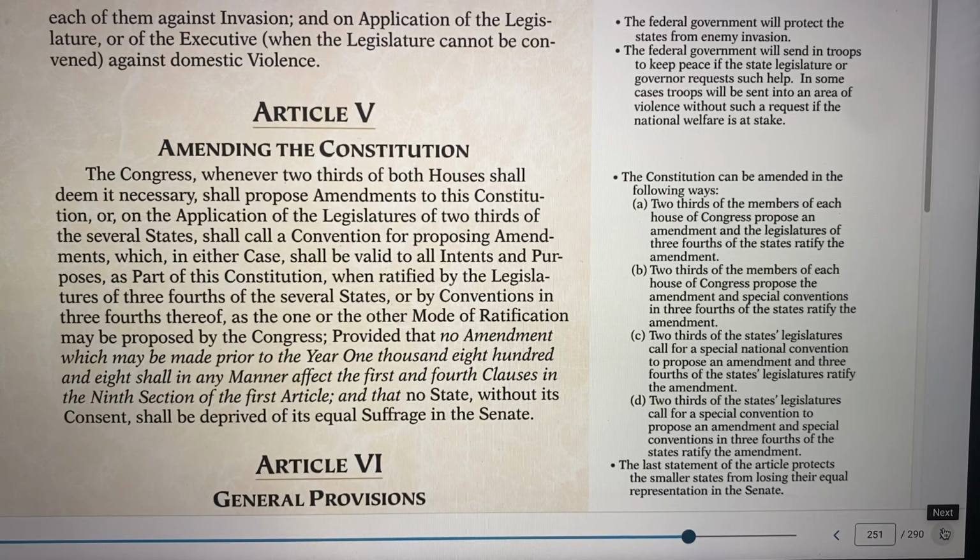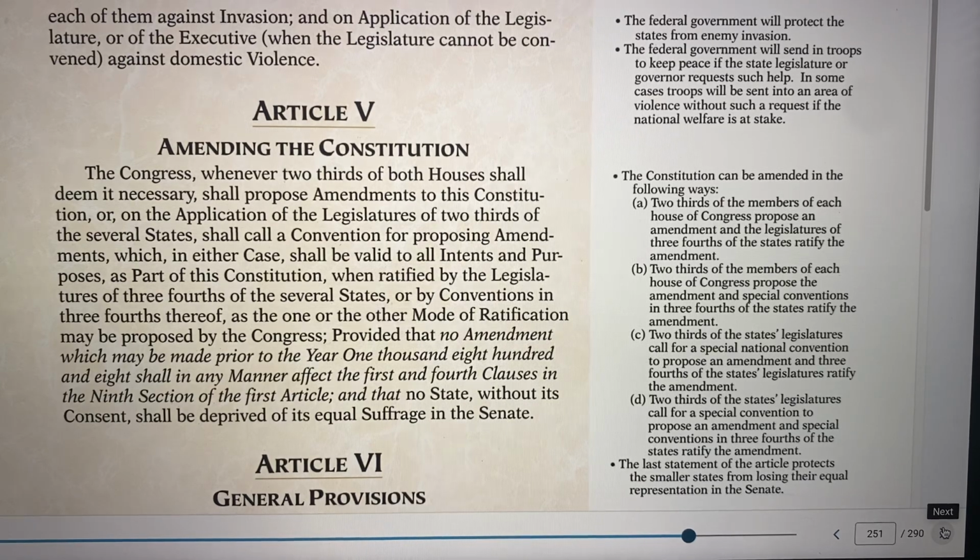So the federal government will protect the states from enemy invasion. That means the states are protected by our federal government. Our federal government, national government, has to protect each state. The federal government will send troops to keep peace if the state legislature or governor requests such help. In some cases, troops will be sent into an area of violence without such a request, as in when national welfare is at stake. So the federal government can send troops into certain states if there's unrest and the governor asks for help, right?